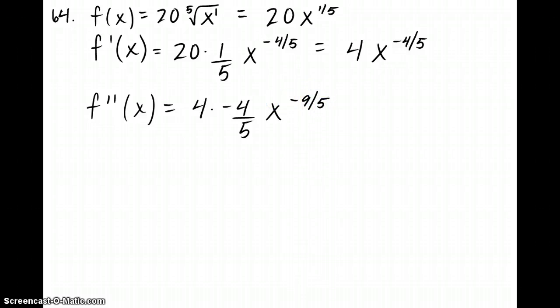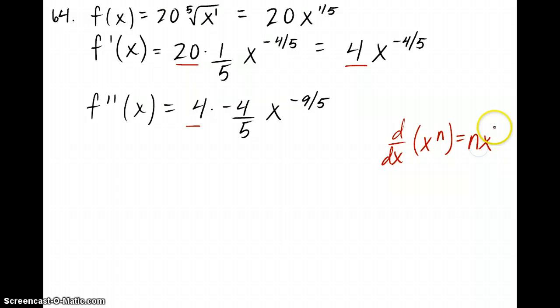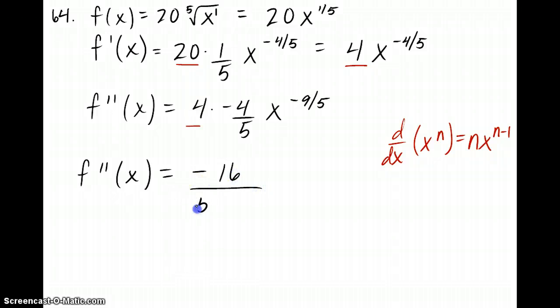Okay, so remember that 20 is a coefficient. So we just take 20 and multiply it by whatever the value of the derivative is. So when we first find the first derivative, 4 is now a coefficient. So we just multiply 4 by what the value of the derivative is, and the power rule: x to the n power, bring the exponent down front, and then subtract 1 from the original. So now one fraction with positive exponents, negative 16 all over 5x to the positive 9/5.